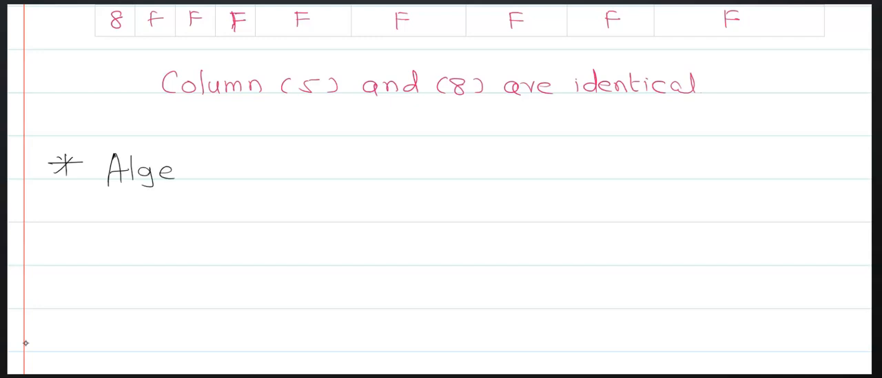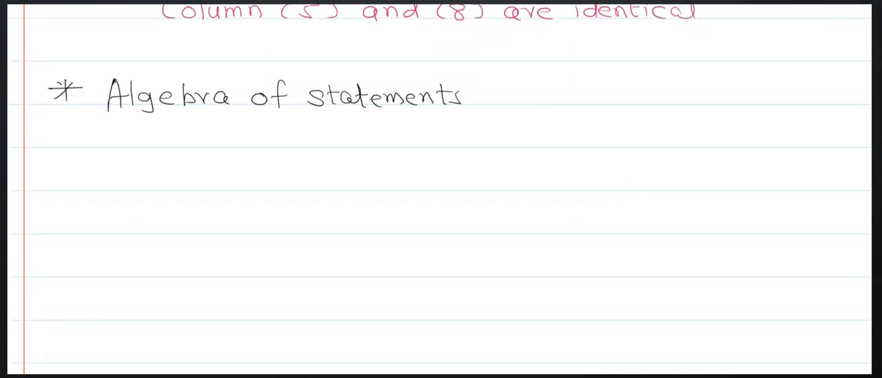Now the next is algebra of statements. This is very, very important. These laws you must know to prove that statements are equivalent without using the logic truth table. First is the idempotent law.